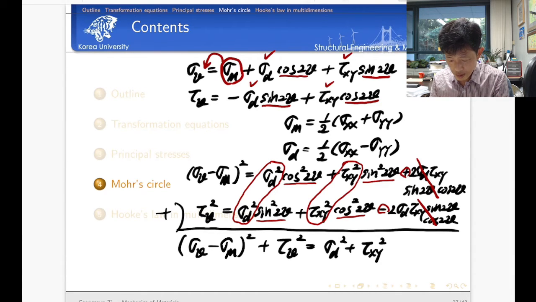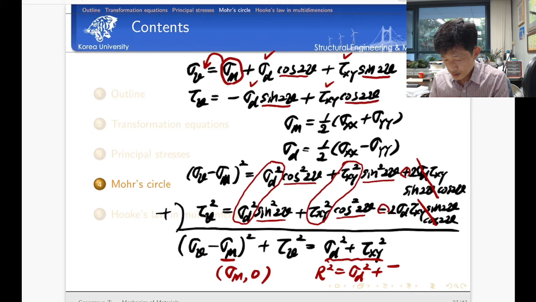So this is a well-known equation. This is the equation of a circle whose center is placed at sigma m and tau equal to 0. And what's the radius? This is the square of the radius. The radius squared is given by the stress difference squared plus tau xy squared. Okay, so this is the derivation of the Mohr circle.